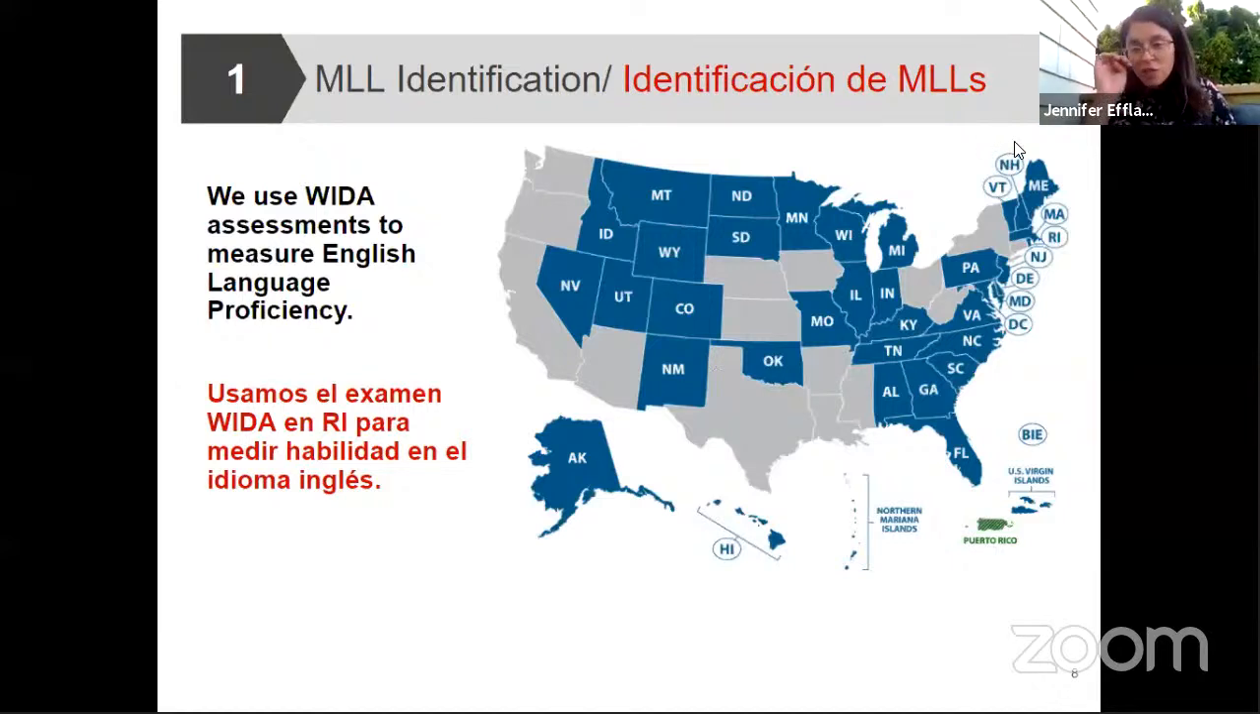Now, the test that we gave your child when they first registered was called the WIDA Test, and all the blue states on this map give the WIDA Test across the country.